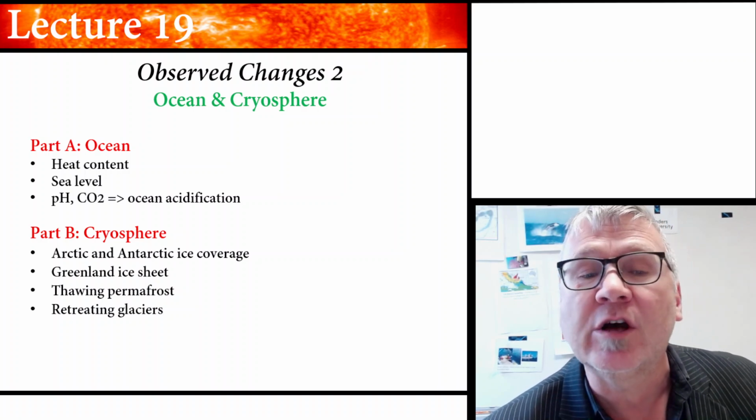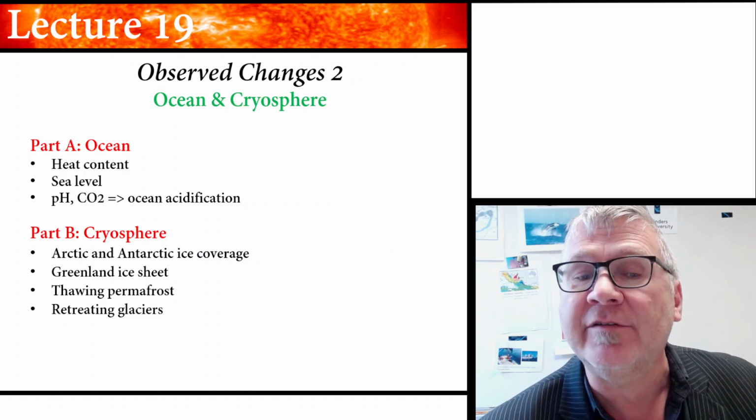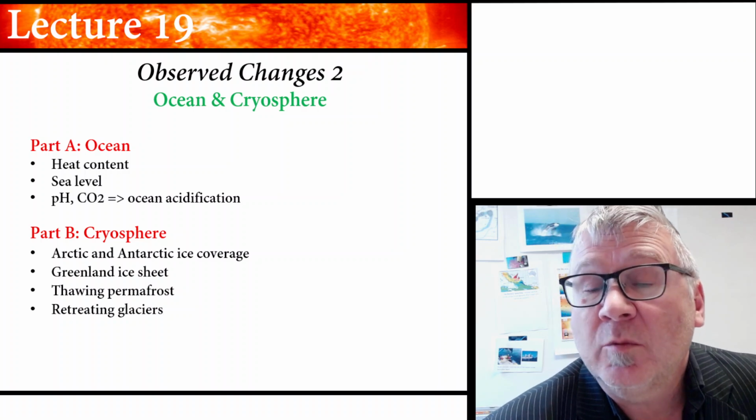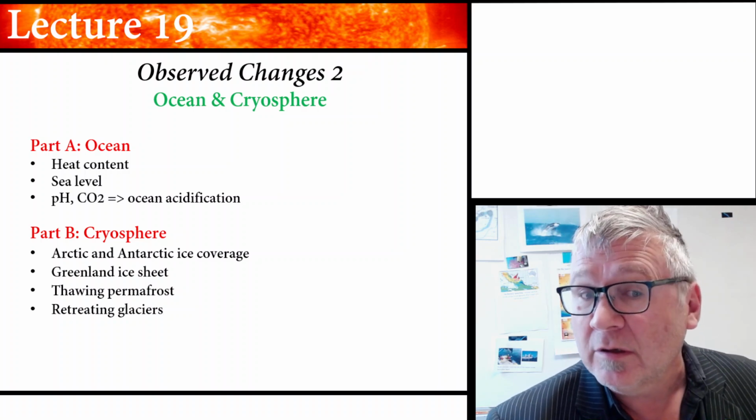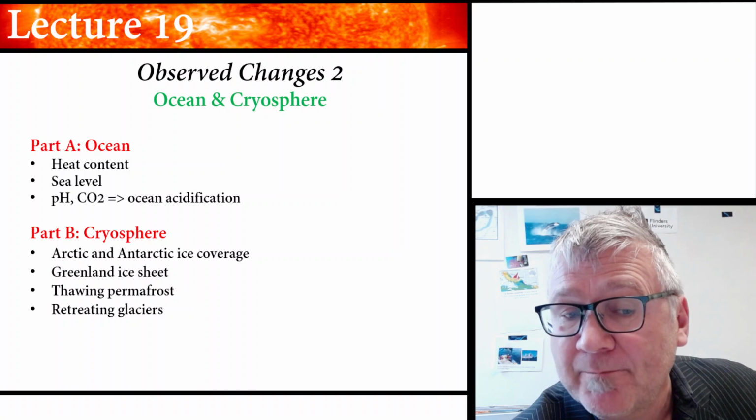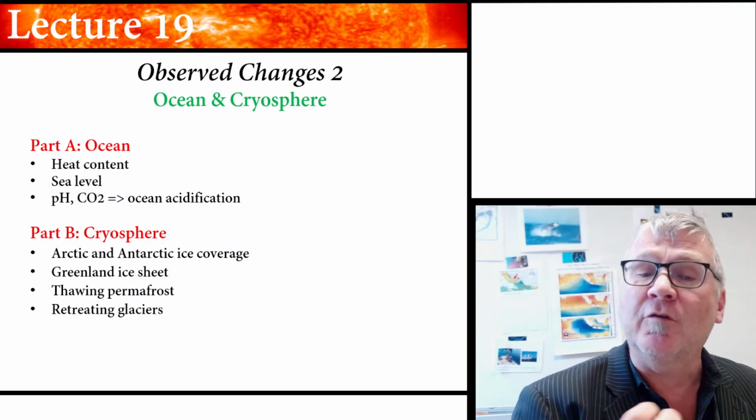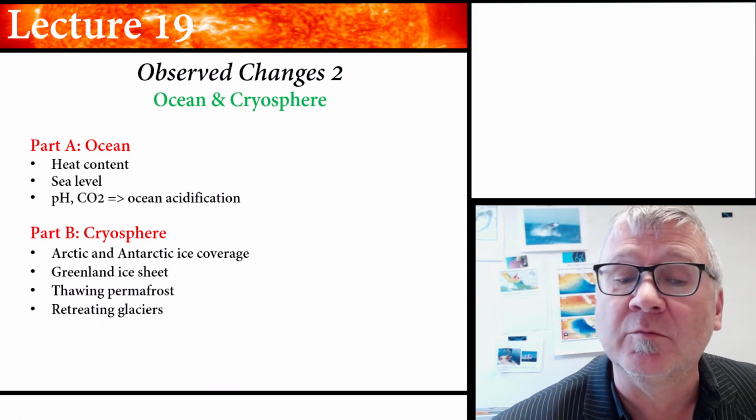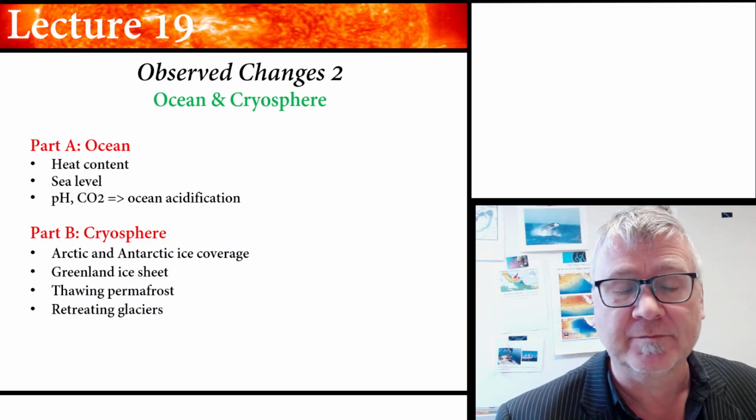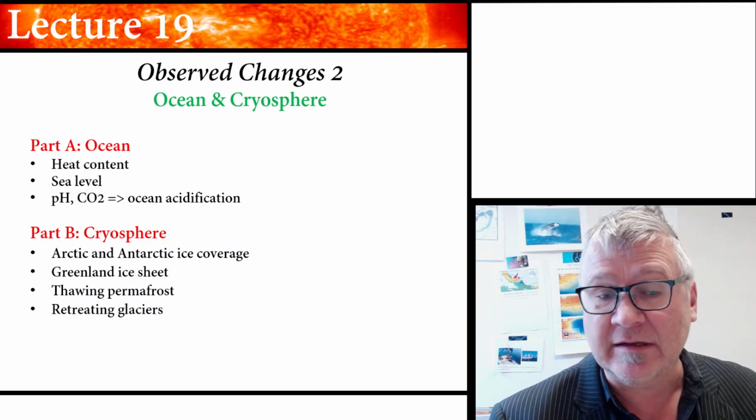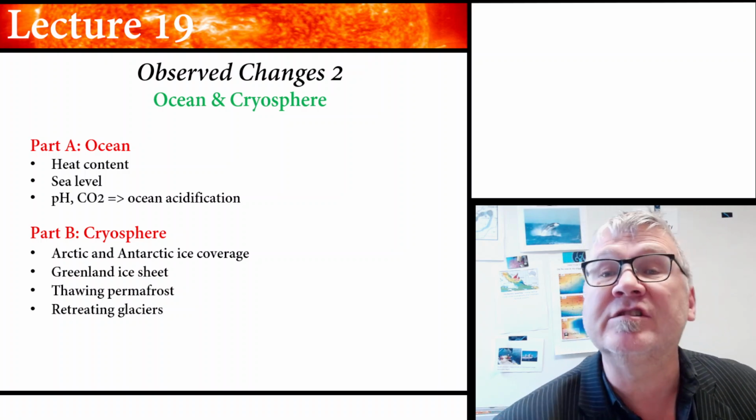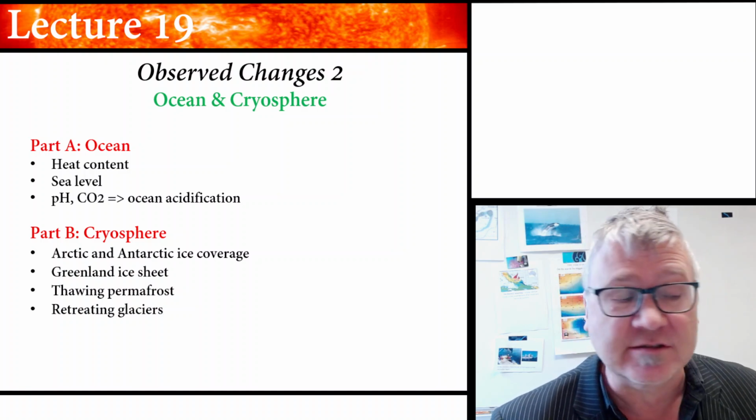We look at changes of the heat content, the sea level, and the pH associated with changes in the CO2 concentration. I'm talking about ocean acidification. Here's the link. In the second part, we focus on the cryosphere, the ice system. We look at changes of Antarctic and Arctic ice coverage, and we look at changes in the Greenland ice sheet. We look at permafrost changes and changes of glaciers.